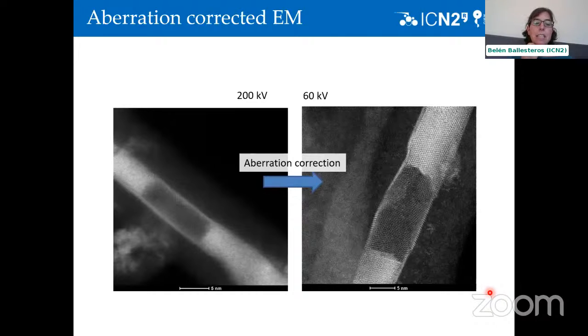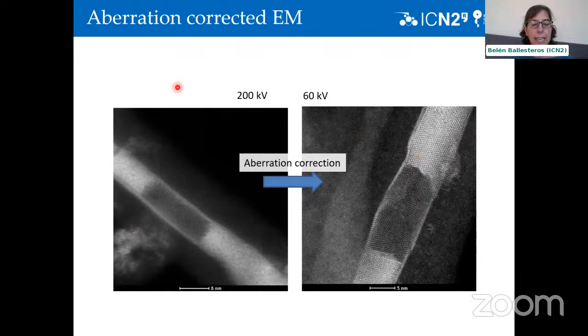So why is this important? Not only do you improve the resolution of your images, but you can also get it at lower voltages. As I said before, increasing the voltage leads to a better resolution, but it leads to more damage in your samples. What is interesting is to be able to get this spectacular resolution at lower voltages, because then the damage is much lower.